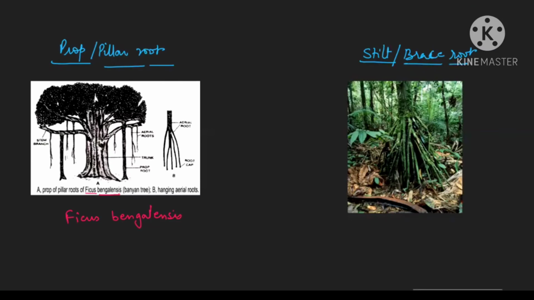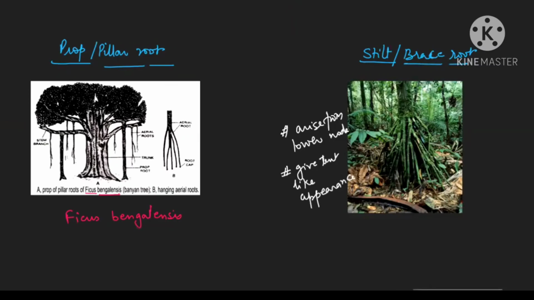Stilt roots arise only from the lower node. They arise from the lower node, and they give a tent-like appearance. And both prop root as well as stilt root are meant for support.